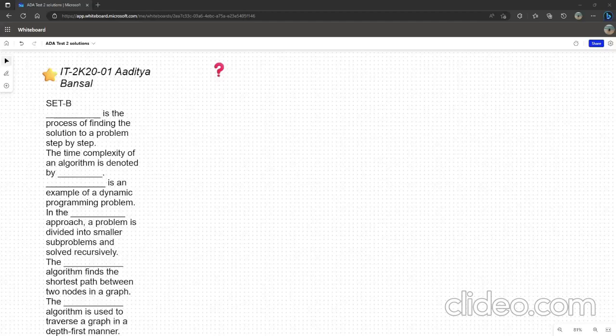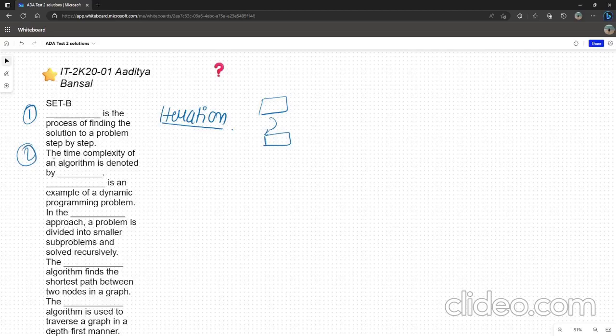In the set B part of our test 2 of ADA, we have to complete the sentences or fill in the blanks. The first question asks us which is the process of finding the solution to a problem step by step. We can find the solution of any problem step by step using iteration. Iteration gives us a solution to a problem by iterating through its elements or processing steps one by one.